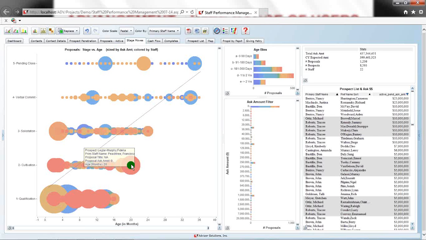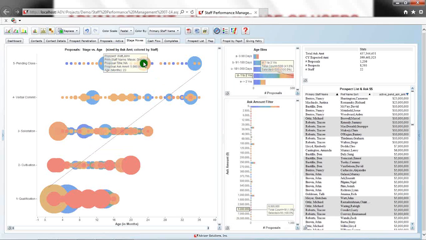There's actually a stack of things in here, but there's one here, this big red one. Sammy Keneally is the prospect. Tracy Roberts owns it. It's a $10 million expected ask. It's been in cultivation 20 months. That's a long time. Here's one up here that's moved through pretty quickly. Gretchen Mayer is the owner, and it's a $5 million ask. It's 23 months, and it's in pending close.